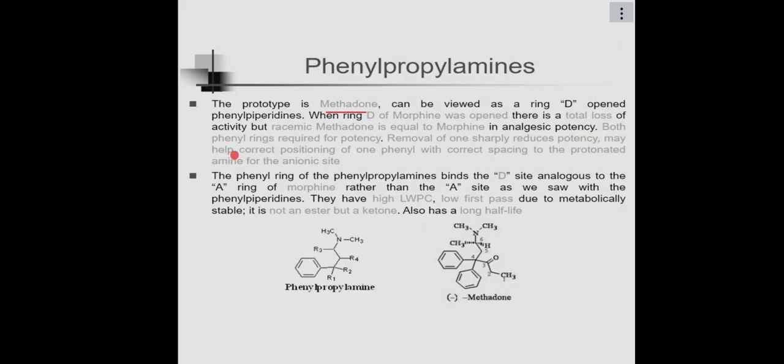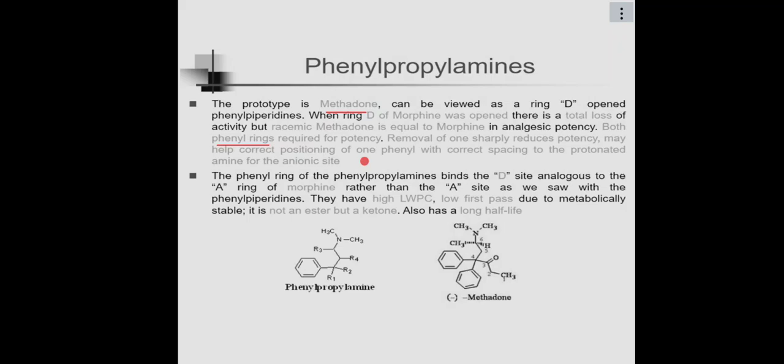Both phenyl rings are required for potency. Removal of one sharply reduces potency. If you remove any of those rings, then again you reduce activity. It may help correct positioning of one phenyl with correct spacing to the protonated amine for the anionic site. Again, the same thing we've been saying, that the second ring seems to give us the proper positioning of the second phenyl and the terminal nitrogen. The terminal nitrogen has an ionic site. So it gives you the proper distance between the phenyl ring for interaction with the D site and also the terminal nitrogen, for its interaction through an ionic bond.